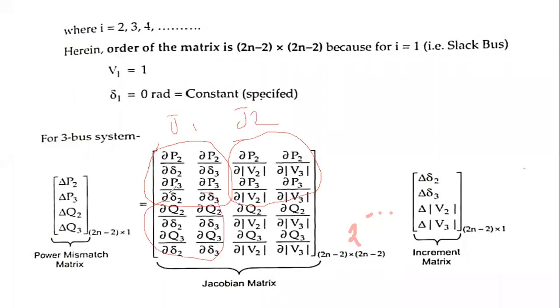And then this term we are taking as J3. These are the Jacobian matrix. How we will solve the Jacobian matrix will be discussed in the problem. This is the J4 Jacobian matrix: delta P, delta Q, J1, J2, J3, J4, delta, delta V.